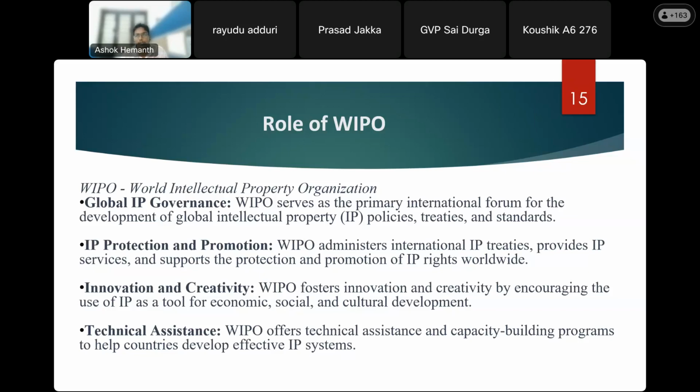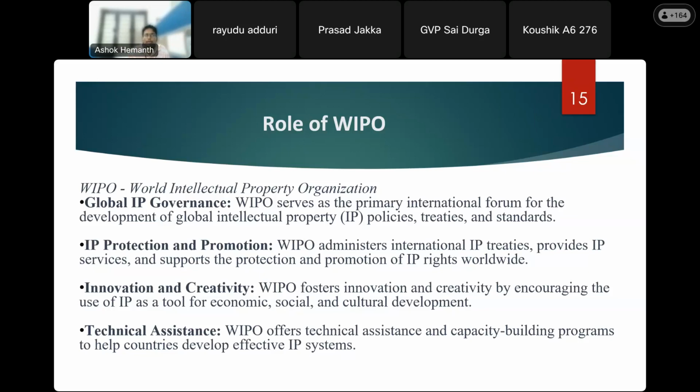There are so many treaties. For example, for every intellectual property, one international treaty will be there. If you take patents, that is the Patent Cooperation Treaty, which is administered by WIPO. All the treaties are administered by WIPO, and also the Paris Convention, which is also administered by WIPO.